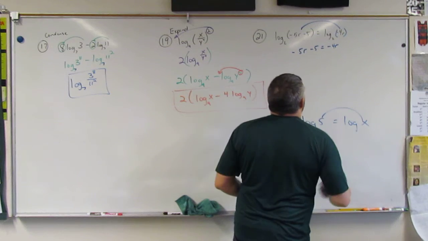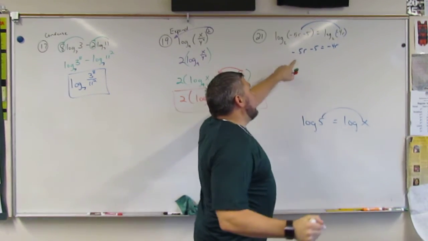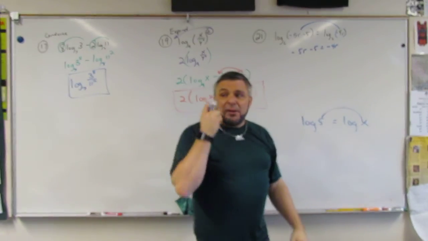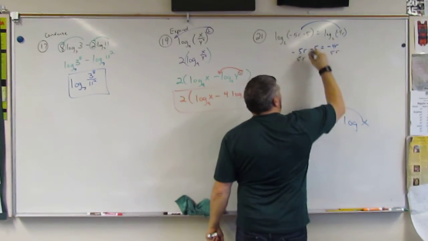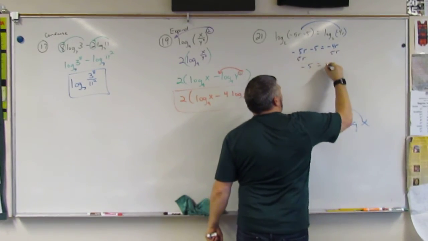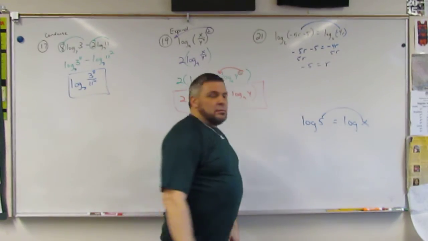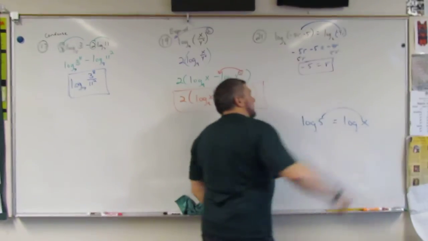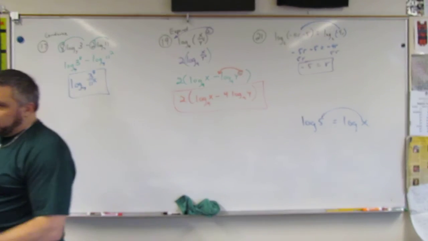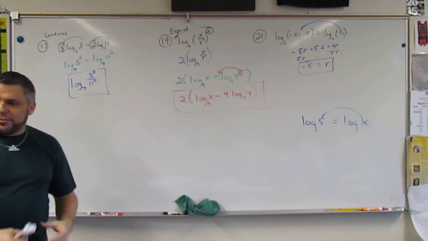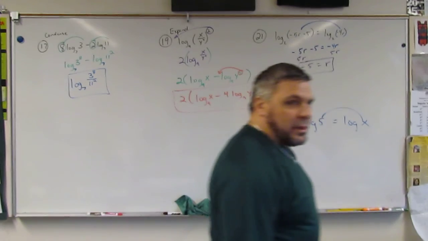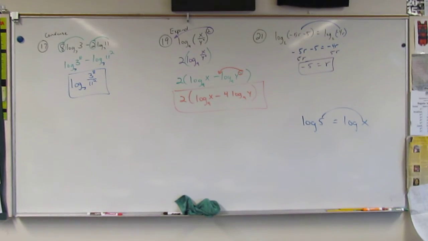Okay? Now, which one's lower? Negative 5 or negative 4? Negative 5. So we're going to add 5, and we get negative 5 equals r. There you go. Boom. So if the bases are the same, then you just set them equal. It's easy. Right? Cake. Eat it up.